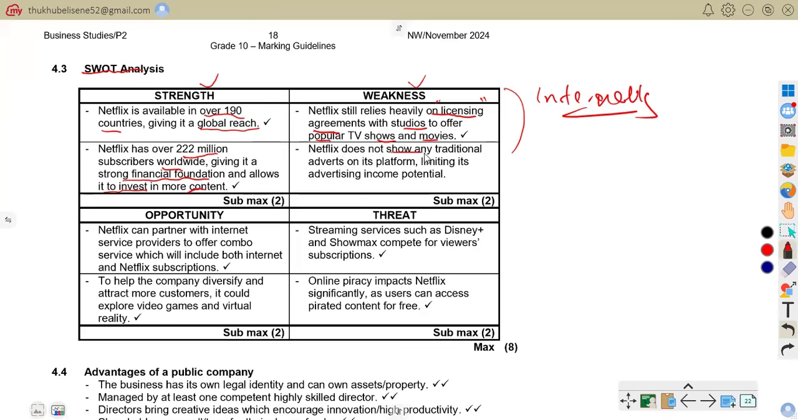Netflix does not show any traditional adverts on its platform, limiting its advertising income potential. So if we are not showing traditional adverts, it means we are limiting our advertising. And that is going to affect our sales, because our sales are going to be limited, and that is going to limit us from making more profits.